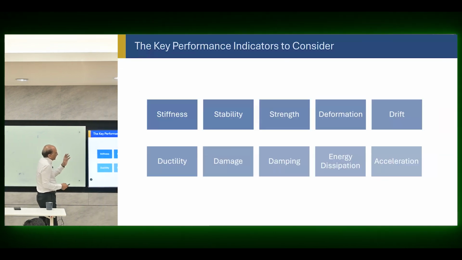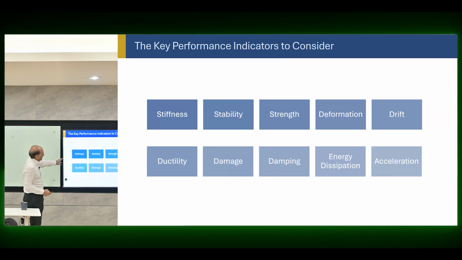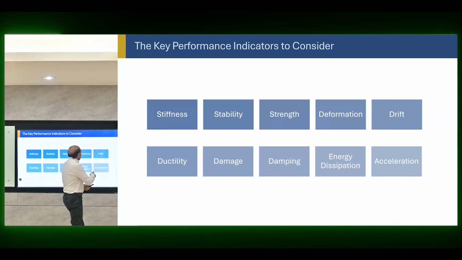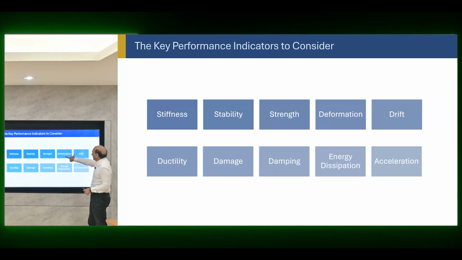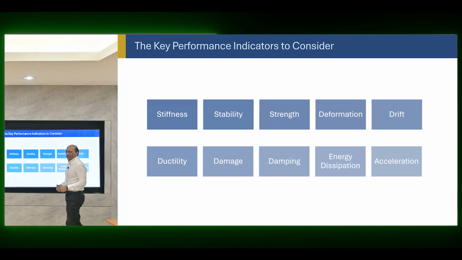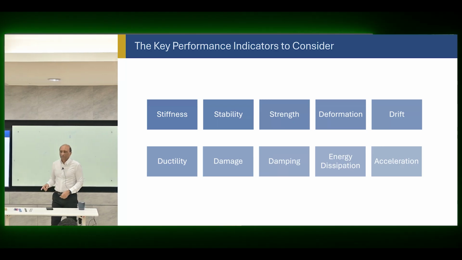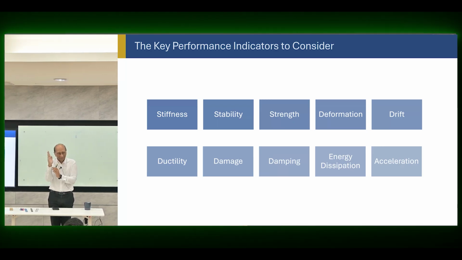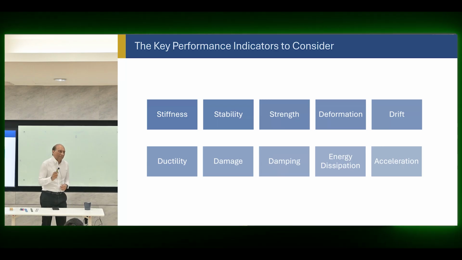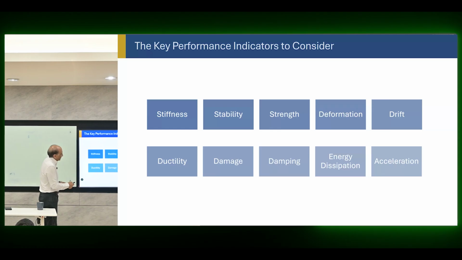Right. And ultimately, we have to satisfy these 10 criteria. I told you: stiffness, stability, strength, deformation, drift, ductility, damage, damping, energy, and acceleration. And I will start today with these two, deformation and drift, as our primary criteria, because if you control these, you will indirectly control everything else. So if you control the total roof displacement, which is deformation, and you control the drift, then everything else will most likely fall into place. So we will now start with these two parameters as our primary target for structural systems development.